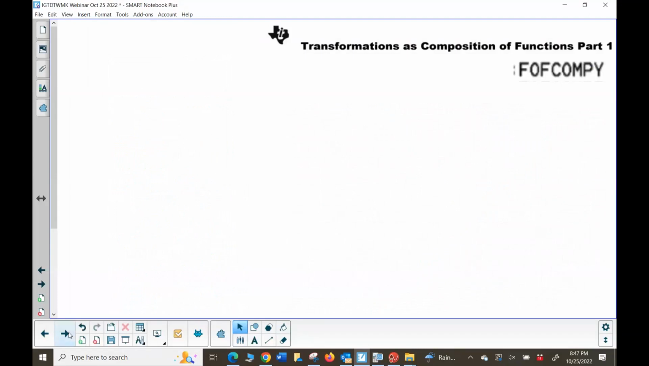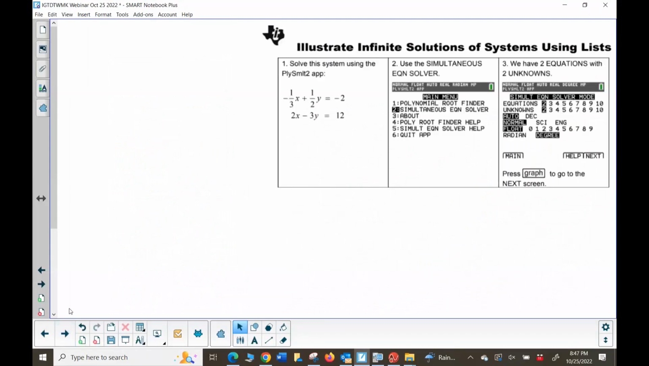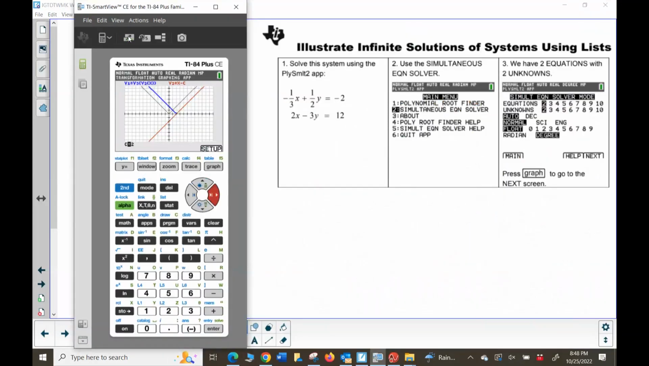There's a part 1 and a part 2. So one of the things that always got me was students really have a hard time when you have an infinite number of solutions for a system of equations. And so I don't think I did a good enough job with that.